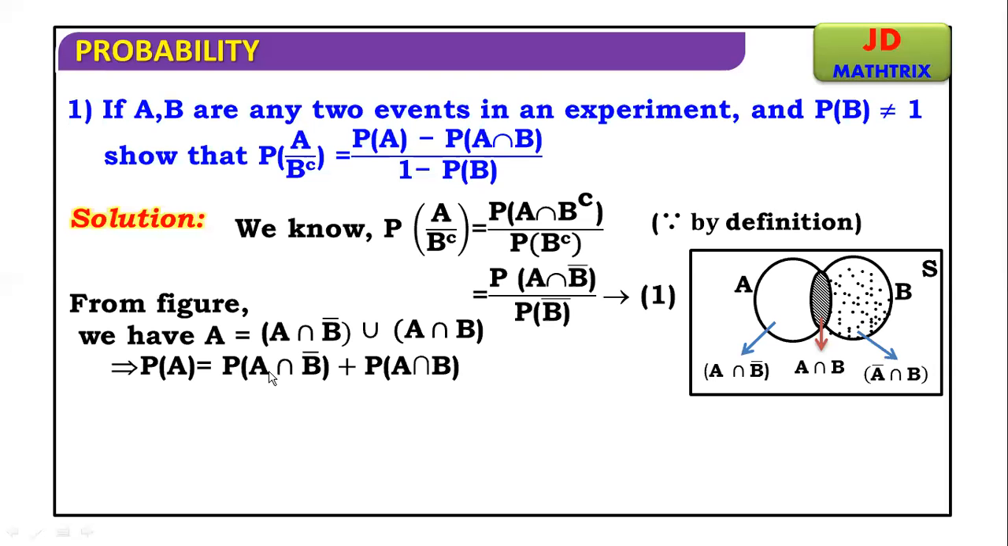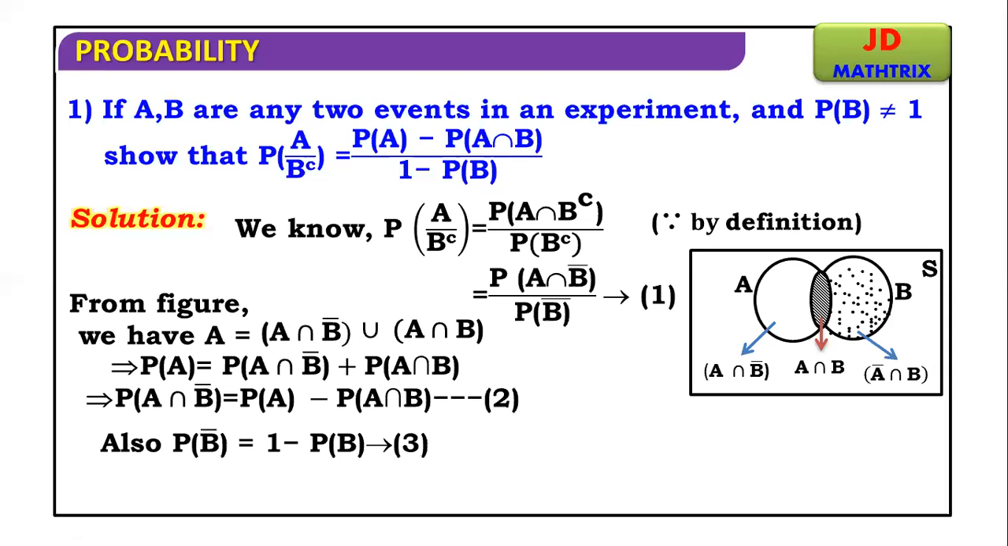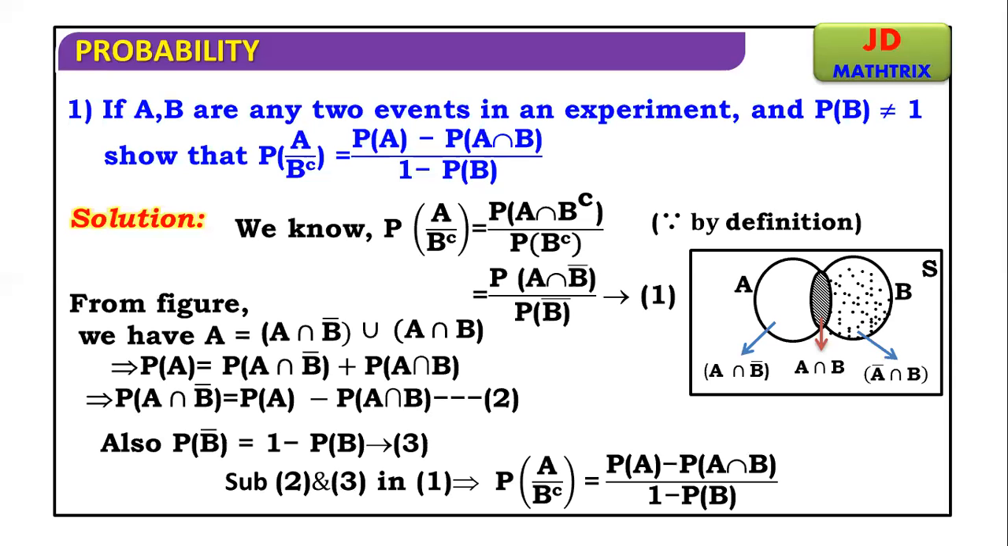So from this we can write P of A intersection B bar is equal to P of A minus P of A intersection B. And also P of B bar, that is the probability of the complementary event, is 1 minus P of B. Now substitute the values of 2 and 3 in equation 1. We get P of A by B complement is equal to P of A minus P of A intersection B by 1 minus P of B. That's all.